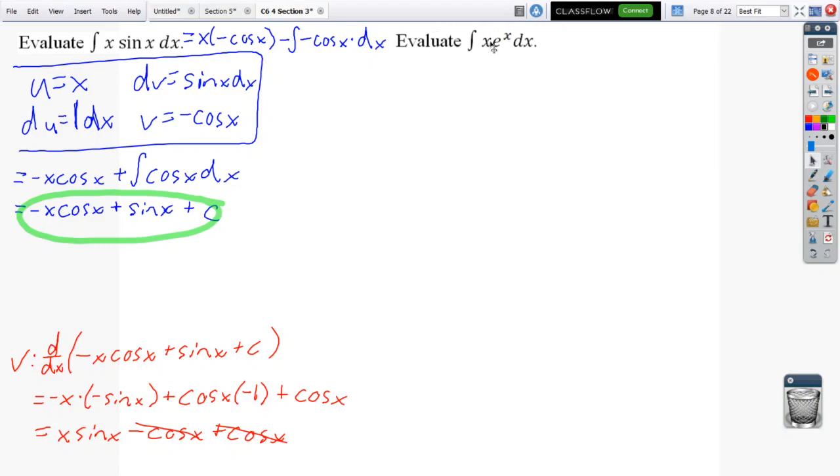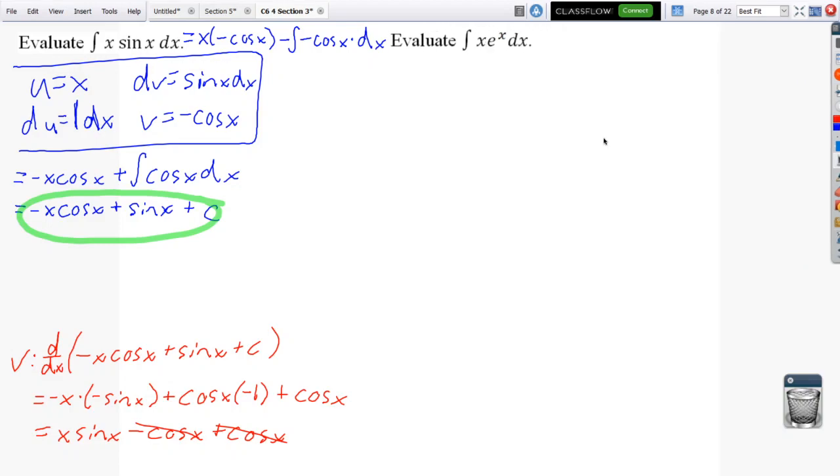Let's check this one over here. We got another one. Evaluate the integral of x e to the x. All right, let's put a bar down here so that we don't get our work commingled. Okay, again, we run through LIPET. Logarithms? No. Inverse trig? Nope.